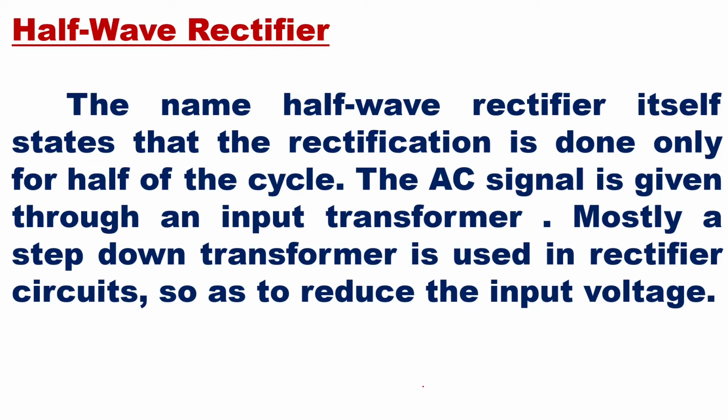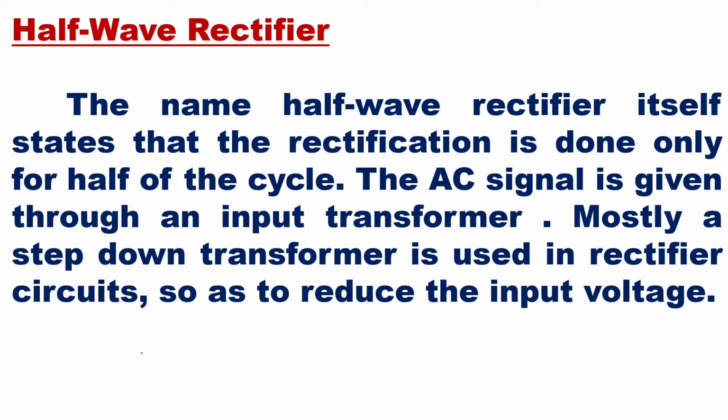The name half-wave rectifier itself states that the rectification is done only for half of the cycle. The AC signal is given through the input transformer, mostly a step-down transformer, because whenever we require a DC, we require it in a smaller magnitude. We don't require 230 volts or something like that. The AC you get from the main plug can be 230 volts, but the DC you want at the output will be of a lesser voltage. So first we have to step down that AC to a lesser voltage by a transformer, and then use a rectifier to convert AC to DC. Mostly a step-down transformer is used in rectifier circuits so as to reduce the input voltage.